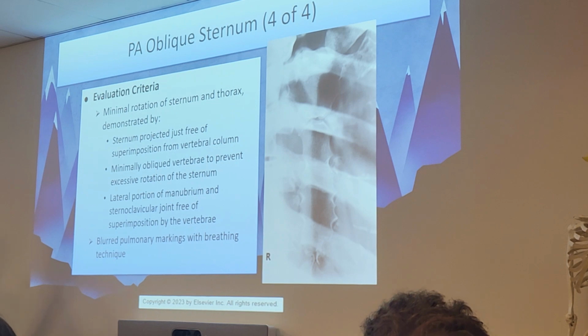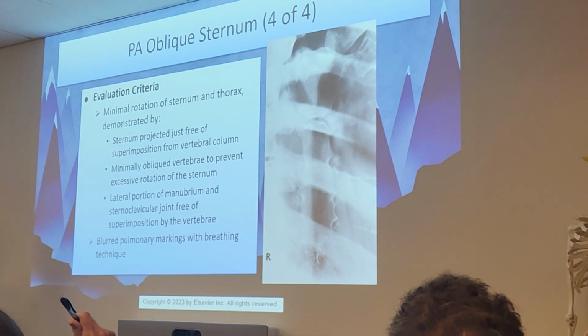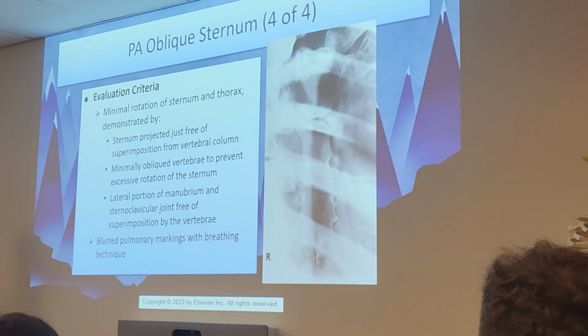The top portion of the sternum. The lateral portion of the manubrium means the side towards the side of the body. This side, if you don't know what I'm talking about, is the lateral side of the manubrium. And the SC joint is free of superposition of vertebrae. That once again tells us we're in that 15 to 20 degree oblique. And blurred pulmonary markings, which we achieve with a breathing technique.